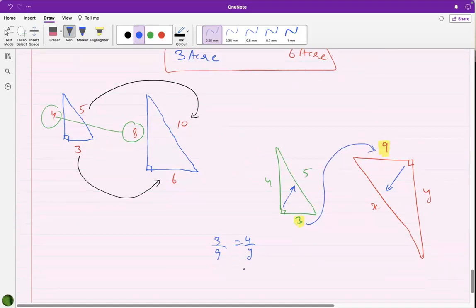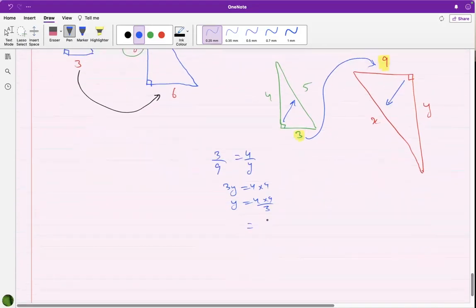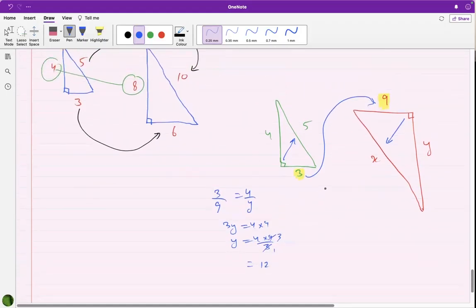But we are showing this working. So 3Y is equal to 4 into 9. Y is equal to 4 into 9 by 3. And we get 3 1 times, 3 3 times. So 12. Same goes with X. If I write X first, I'll have to write 5 in the denominator. On the other side, known sides. And X is equal to 9 by 3 into 5. 3 1 times, 3 3 times, 3 5 times is 15.